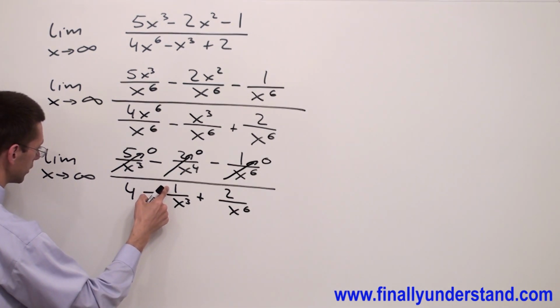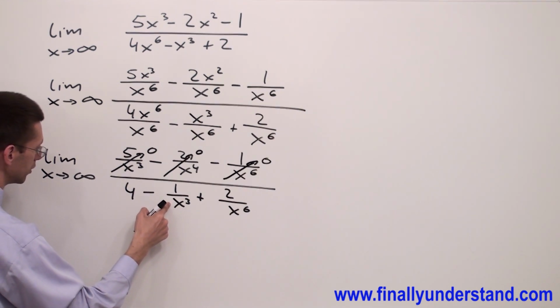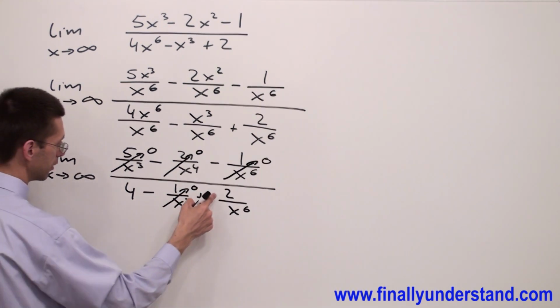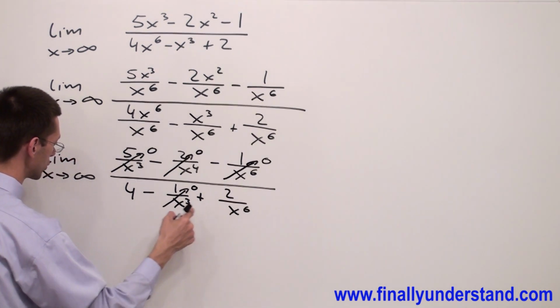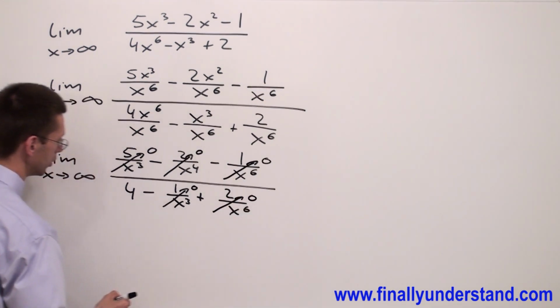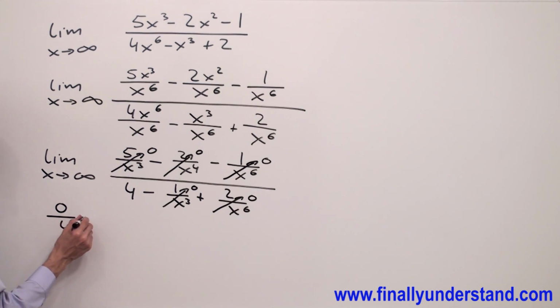Again, I have a constant divided by x, which goes to infinity. This is going to approach 0. And again, I have a constant divided by x, which goes to infinity. The fraction is going to approach 0. That's why I'm going to have 0 in the numerator and 4 in the denominator. 0 divided by 4 is equal 0. This is the solution to my problem.